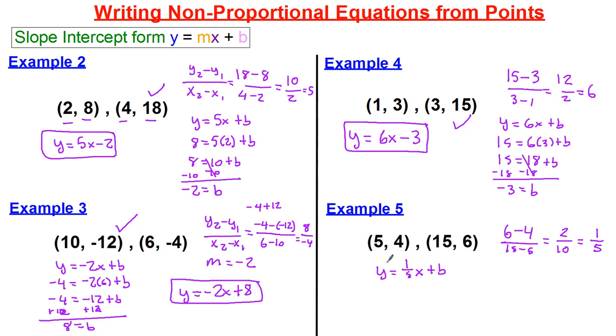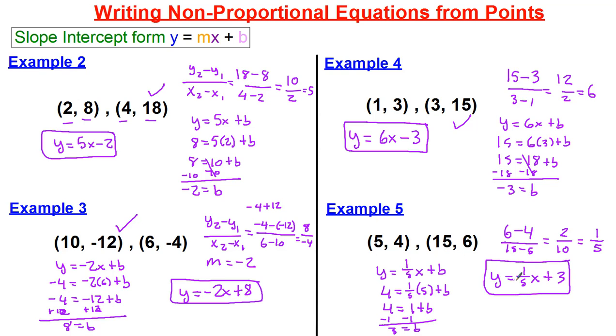Alright, now let's go ahead and plug in. So we have 4 is equal to 1/5 of 5 plus b. So 4 is equal to, 1/5 of 5 is just 1. Alright, minus 1, minus 1. So b is equal to 3. So my equation should be y equals 1/5 x plus 3. Let's see if that's true. 1/5 of 15 is 3. 3 plus 3 is 6. Okay? And that's basically it.